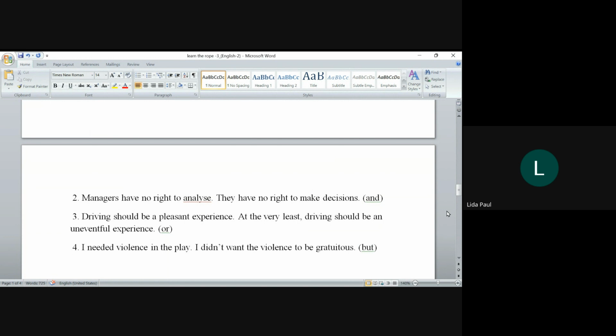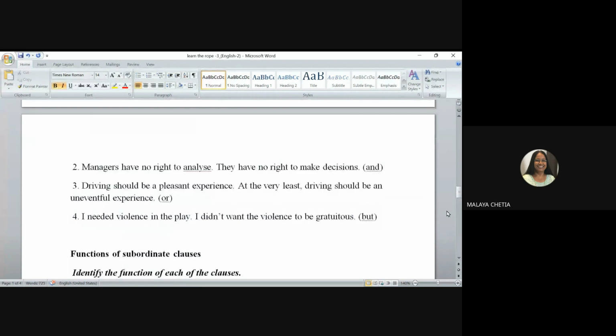The fourth one, I needed violence in the play. I didn't want the violence to be gratuitous, but. Ma'am, maybe after play, it will be "but", and "did not want". Yeah, correct. So: I needed violence in the play, but I didn't want the violence to be gratuitous.